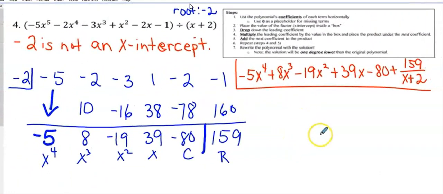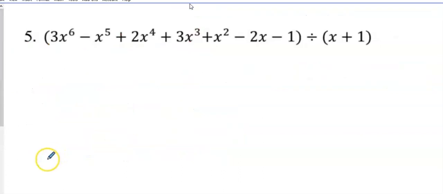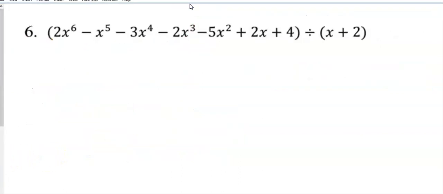Okay, this was a long one, but it certainly wasn't like it would have been with long division. So my final answer was negative 5x to the fourth plus 8x to the third minus 19x squared plus 39x minus 80 plus 159 over x plus 2. And because there was a remainder, I stated here, negative 2 is not an x-intercept for this polynomial. All right, let's see if we have another one. Okay, we have 2 more.